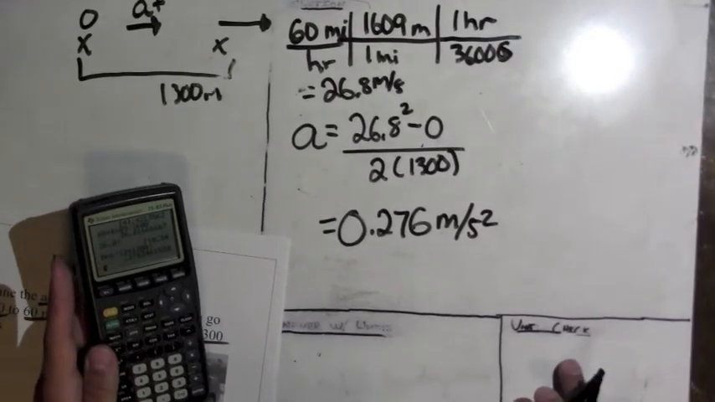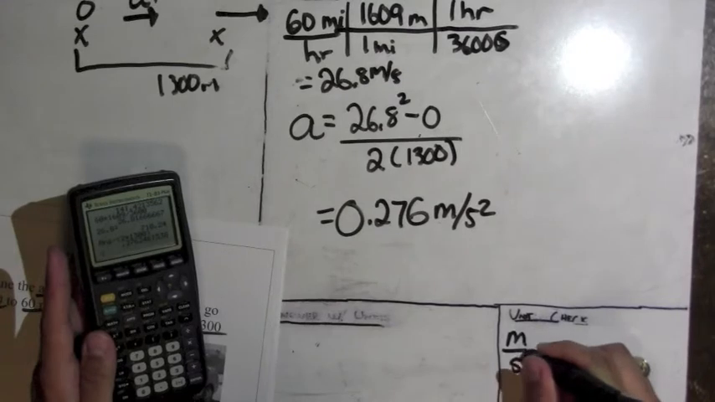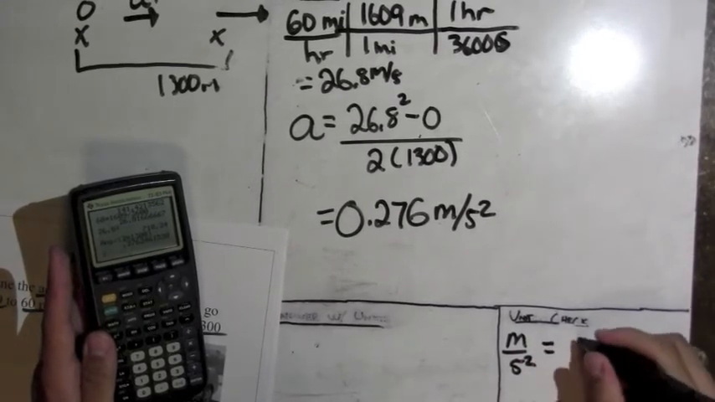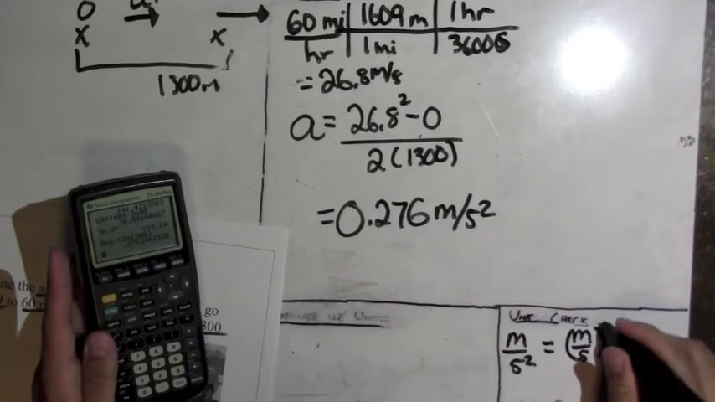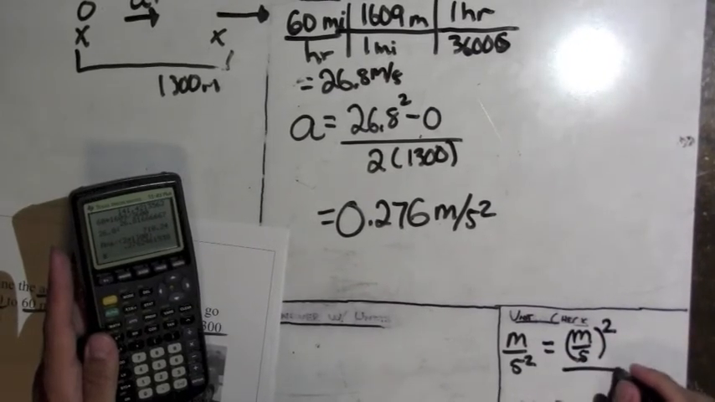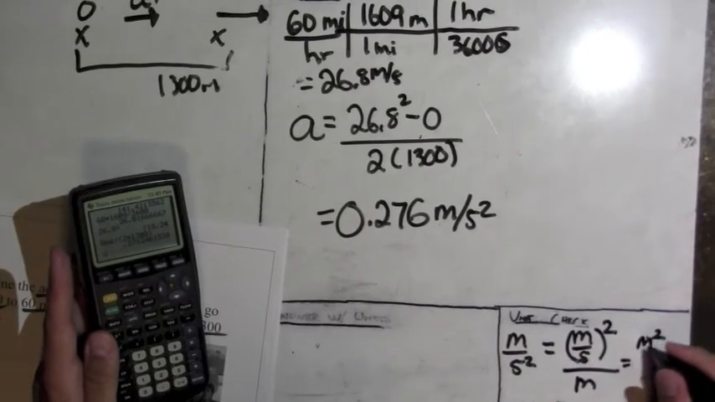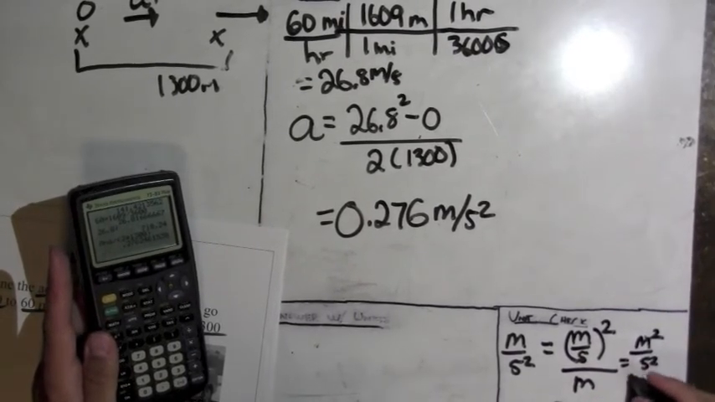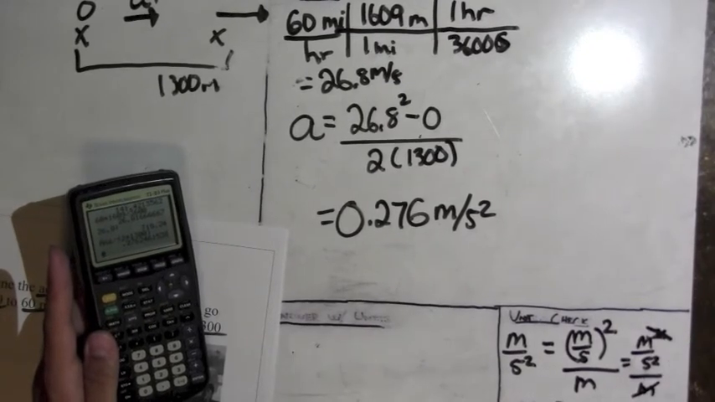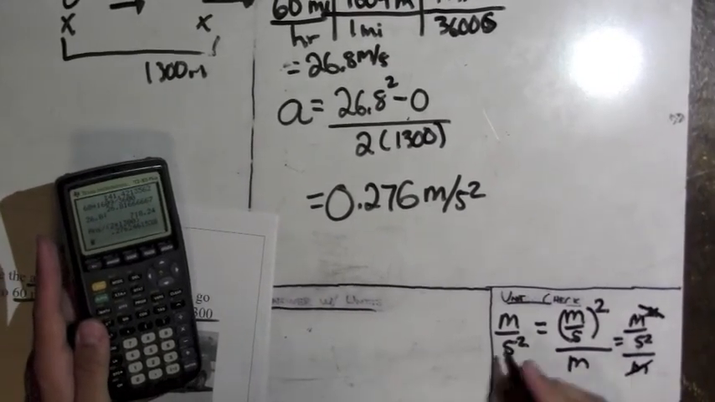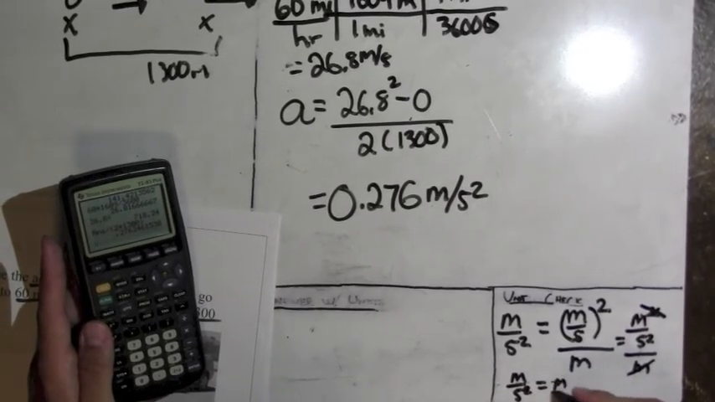So let's just check our units to make sure that they are valid. Acceleration is measured in meters per second squared. On the other side we had meters per second, and that value was squared, and we divided that by meters. Meters squared per second squared divided by meters. One of those meters cancels with one of those square terms, and what we're left with is meters per second squared equals meters per second squared.